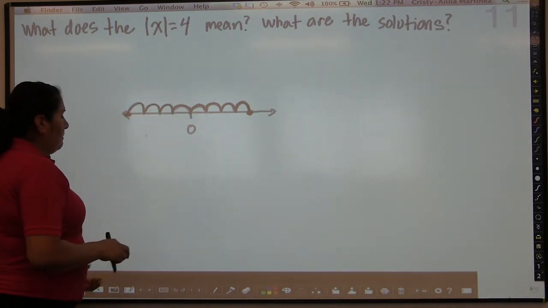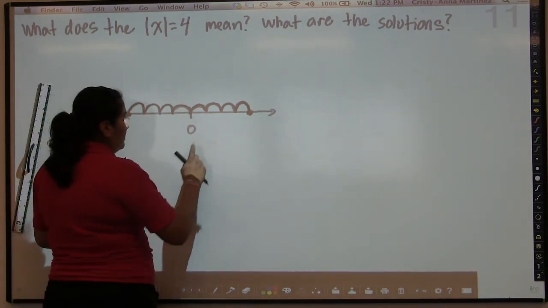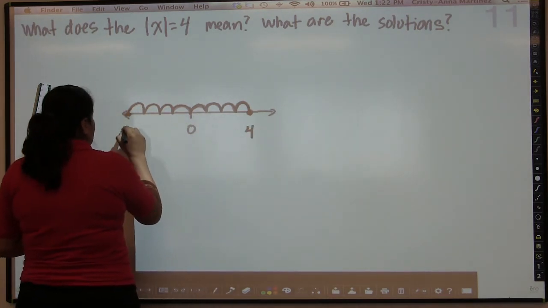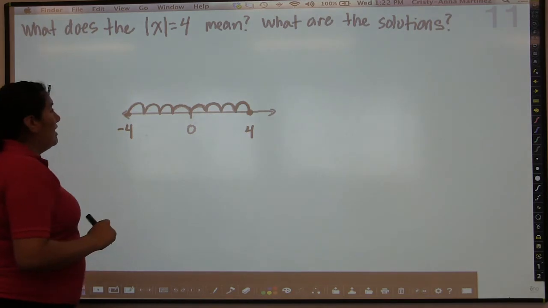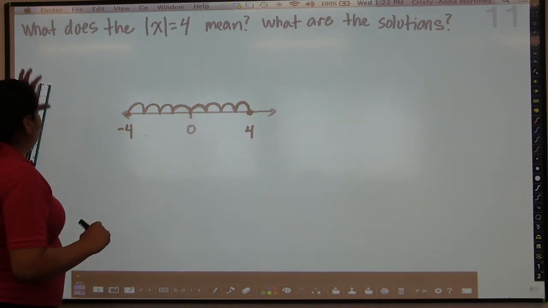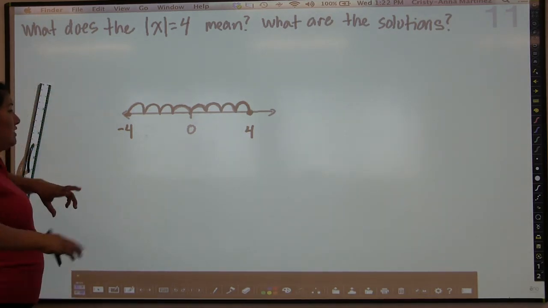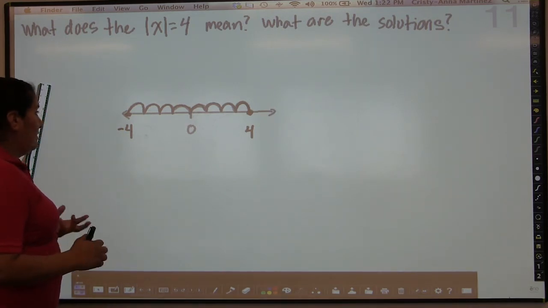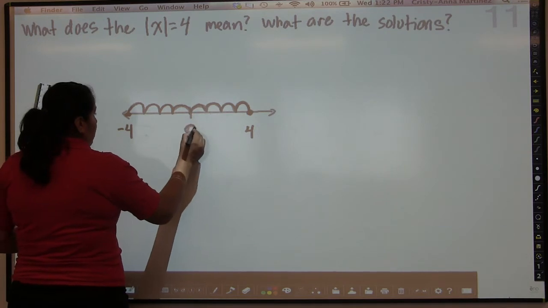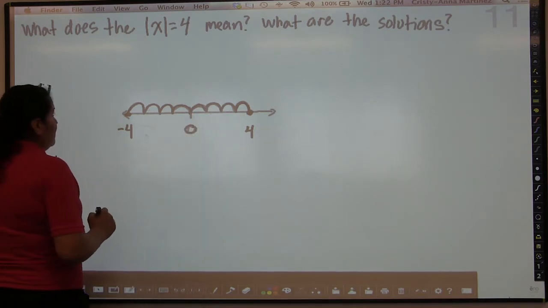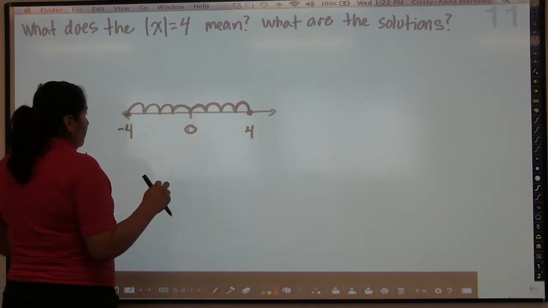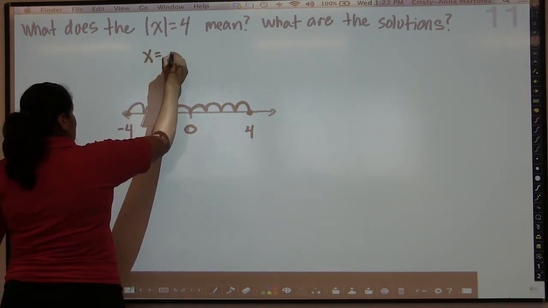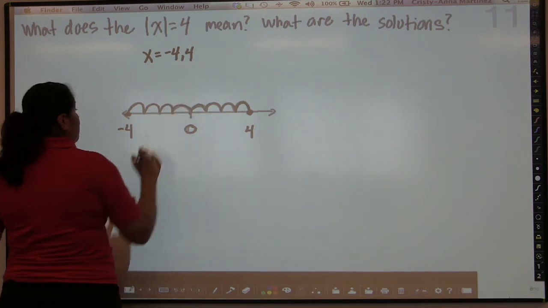Okay, so if you think about what those values are, you can just use your fingers to count. 1, 2, 3, 4. 1, 2, 3, 4. Negative 4. So what does it mean? It's asking us for the two numbers that are basically 4 units away from 0, 0 being the center in this case. And what we find out is that if we actually solve this equation, then the answers would be x equals negative 4 and positive 4.